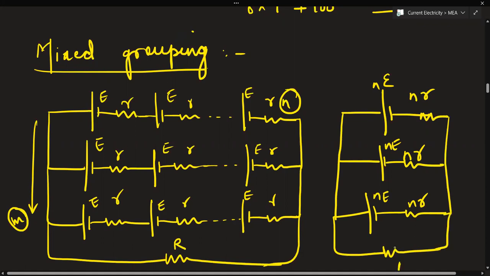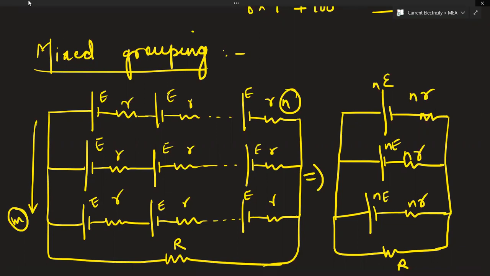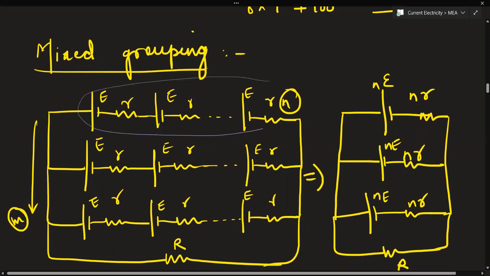External resistor capital R, and the cells, all are connected in parallel. We have reduced this circuit by solving each of these. First we solved this entire row, then we solved this entire one and reduced it in terms of this. Like this, we have reduced our total circuit. So now you have a parallel combination.